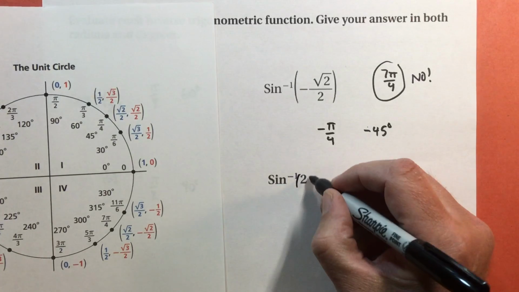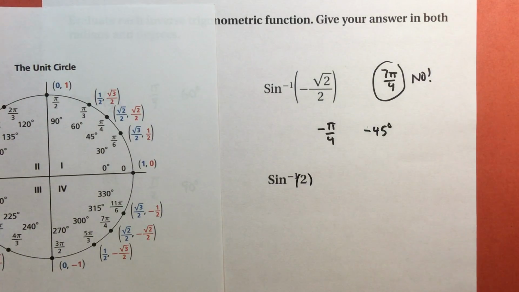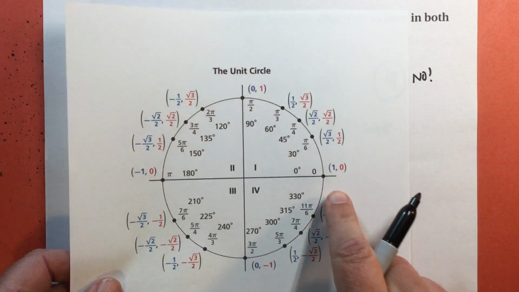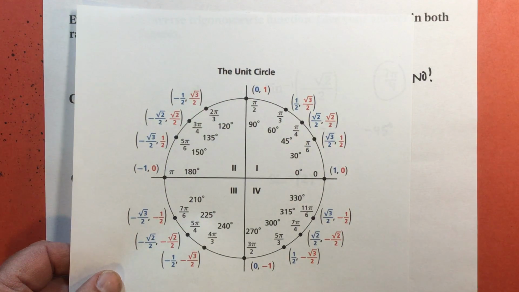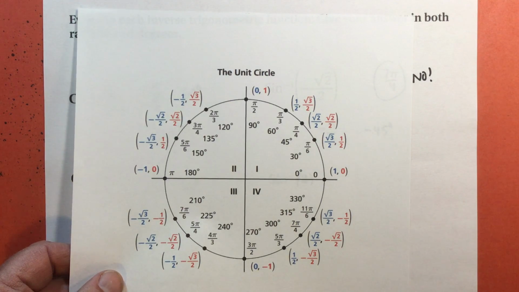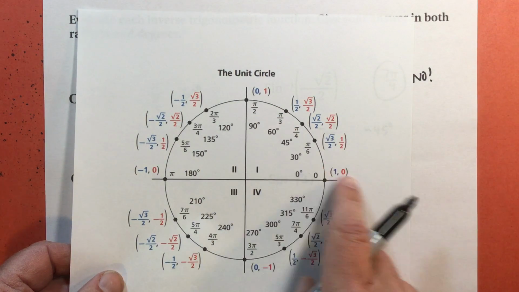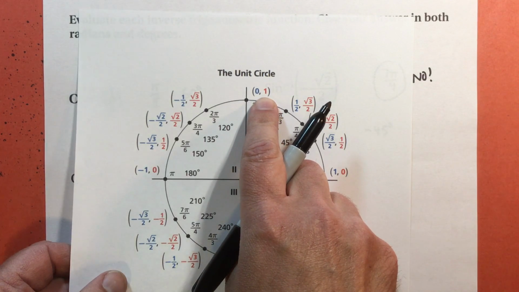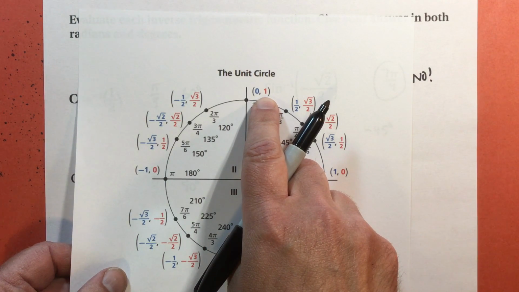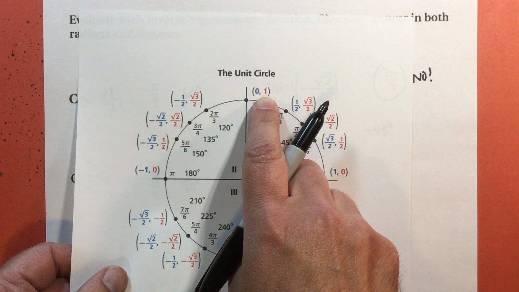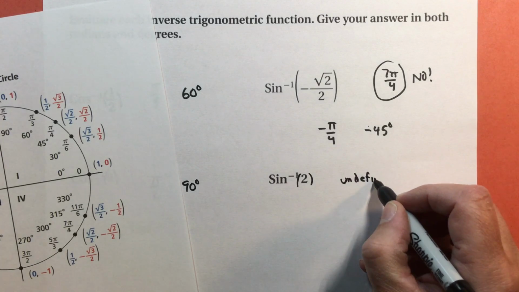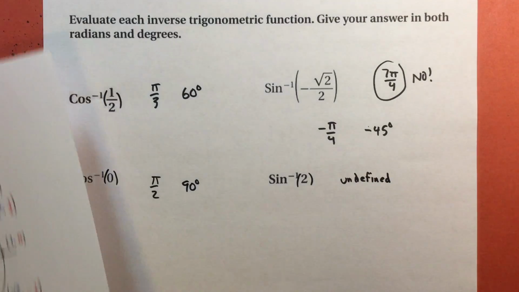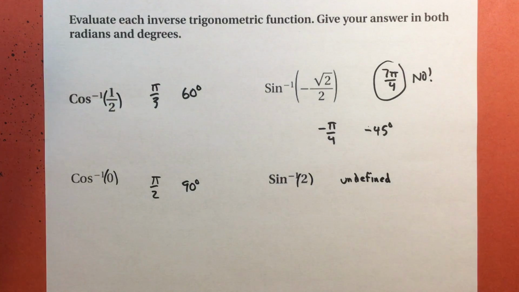Finally, sine inverse of 2. So since that's positive, I'm going to go from here to here. I want to look at the y values. Where's the y value 2? Well, here's 1. The largest y value that I'm going to get for sine is going to be 1. So this one is undefined. You're not going to get an inverse sine of a number larger than 1 or less than -1.